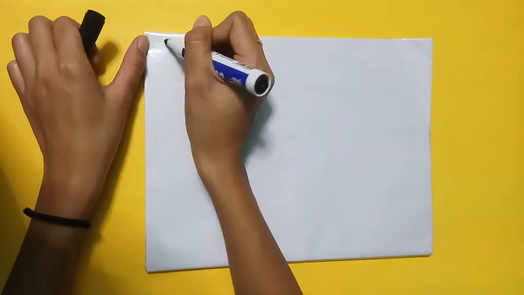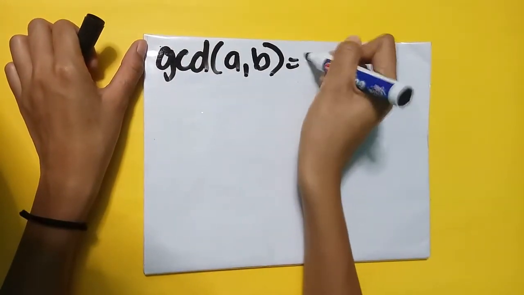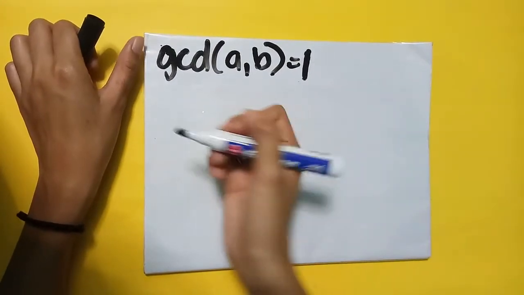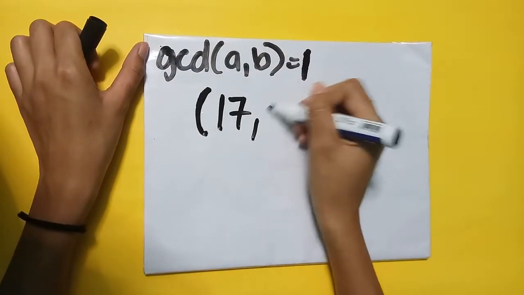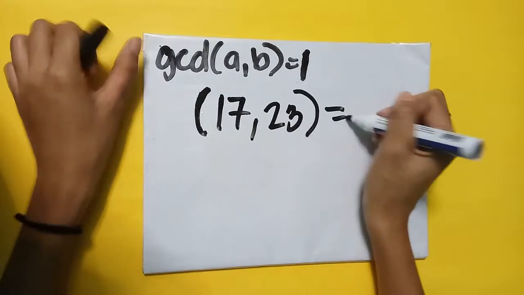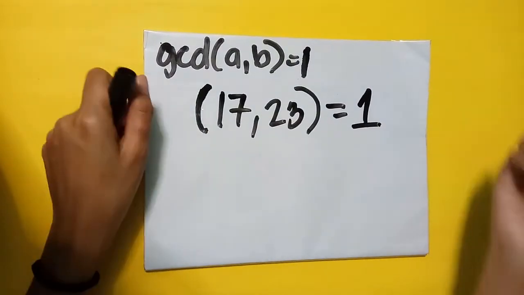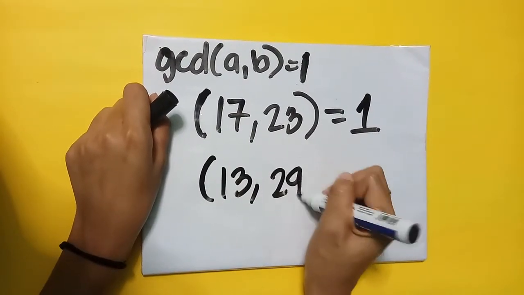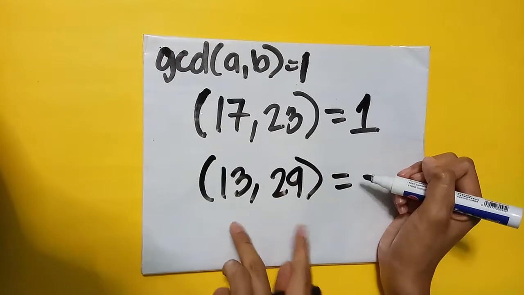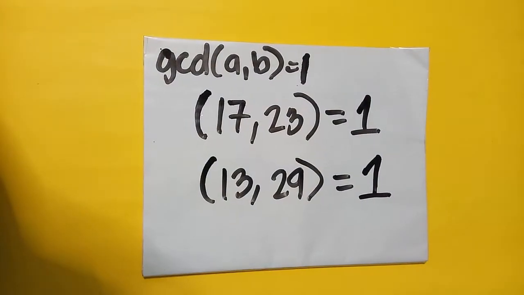In our third property, if the GCD of A and B is equal to 1, it means that A and B are relatively prime. For example, 17 and 23. 17 and 23 are prime numbers, so their GCD is equal to 1. And also 13 and 29. They are both prime numbers, so their GCD is equal to 1.